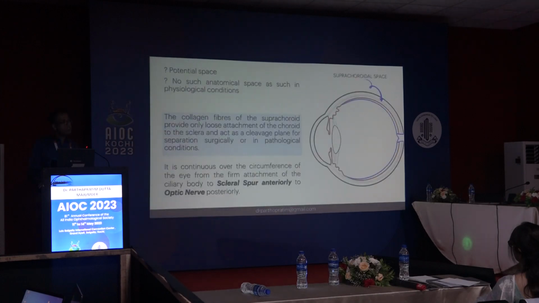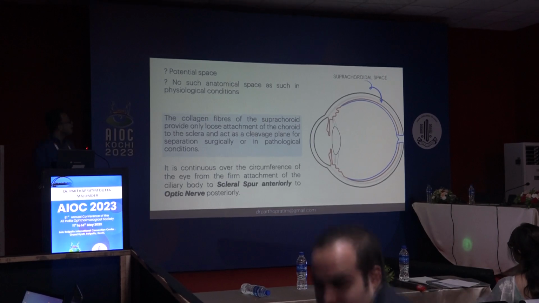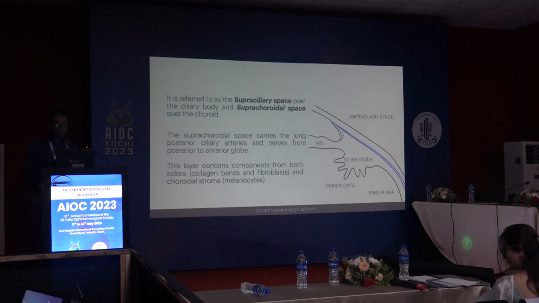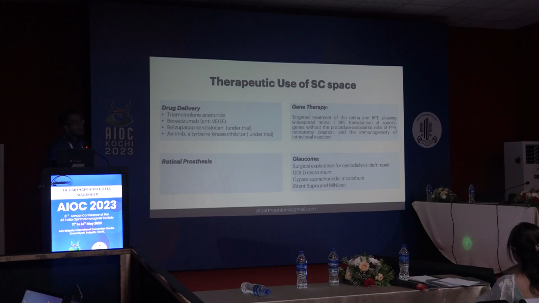There is also the suprachoroidal space, but we always have a misconception because we feel that it's a potential space. But experimental and anatomical studies have found that there is no such space basically, but a potential gap which can accommodate extra fluid, or a drug when we inject it. So this has been used for various drug deliveries. The drugs we have tried are triamcinolone acetonide and bevacizumab. A lot of new drugs are coming, axitinib and others, and they are under trial. This space has also been utilized for the retinal prosthesis.